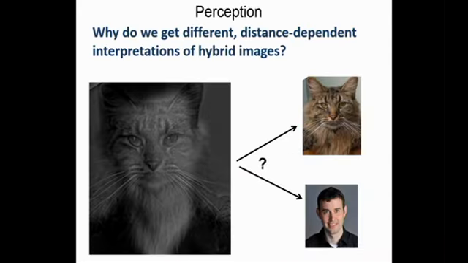Right? So why is it that we interpret the high-pass portion of the image? We see, in this case, the cat as the high-pass portion. Why, when we're close enough, is that what dominates our perception?